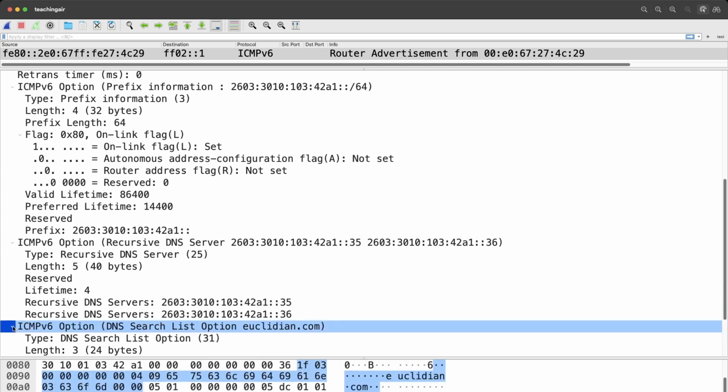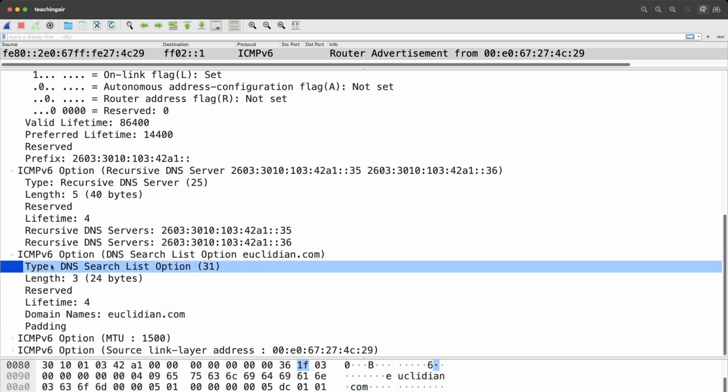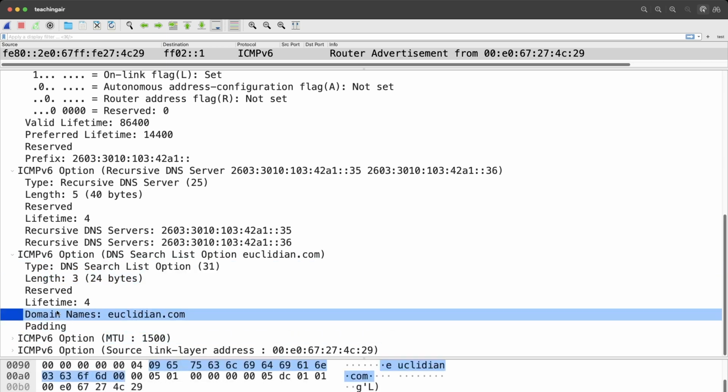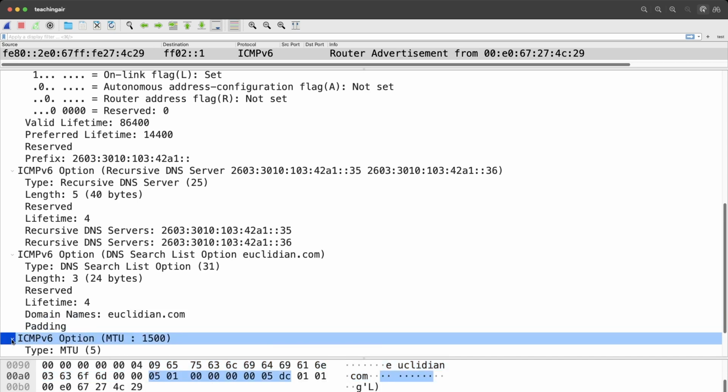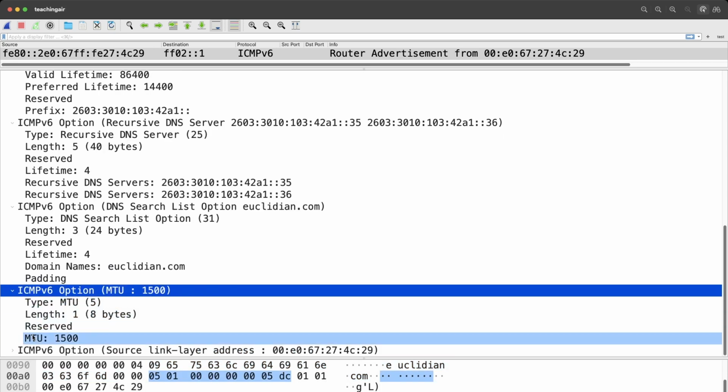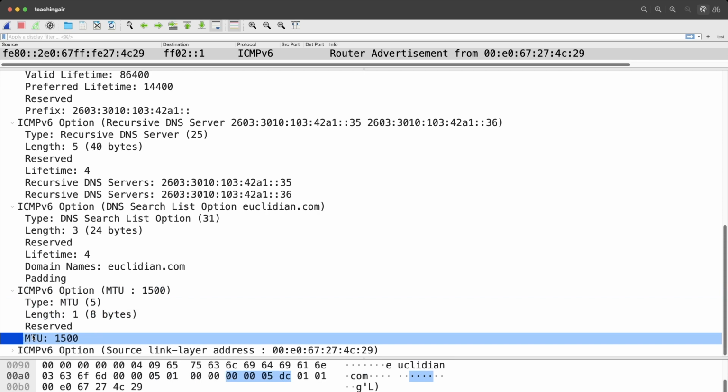Very similar. You can also have the DNS search list option. That's a more recent option, but just like DHCP or even in your resolve.conf, you sometimes specify a list of domains that you automatically append if you just have a host name. So I have one domain here in that list. And then we have the MTU. That's the MTU we should use on the local network. So that's also configured here via router advertisements. 1500, of course, here the standard default Ethernet MTU.